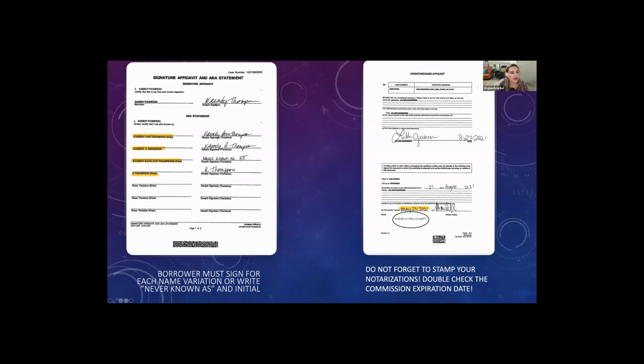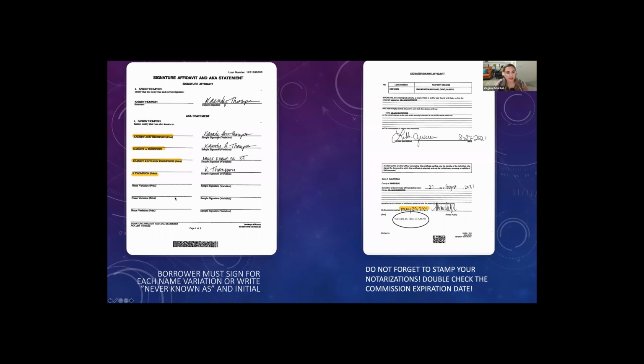And then Kiana really explained it perfectly on this signature name to the left. So there's this top signature. Sometimes that'll get missed too, but that's the name that has appeared on all of the documents. But then below are those variations, the names that came up on the borrower's credit report. So they have to sign exactly as that name shows, if they've ever been known by that name, or indicate otherwise, like this one, Cassidy Caitlin Thompson's, never known as, and initial. So oftentimes these will come back blank. We have to get those signed.